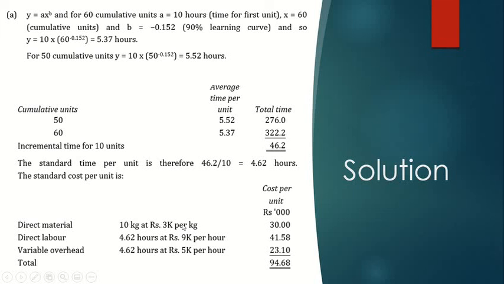So the same information will be there. So 10 into 3, 30,000.